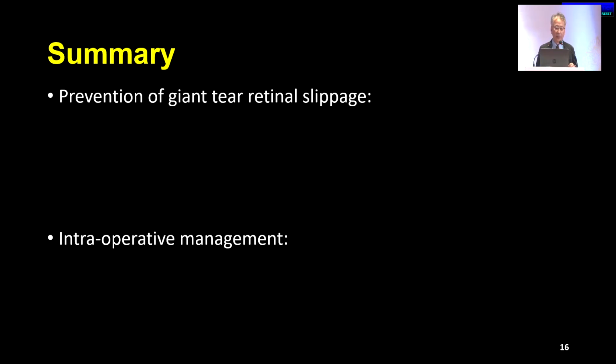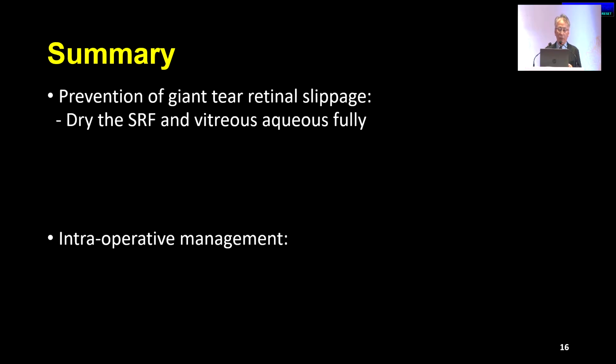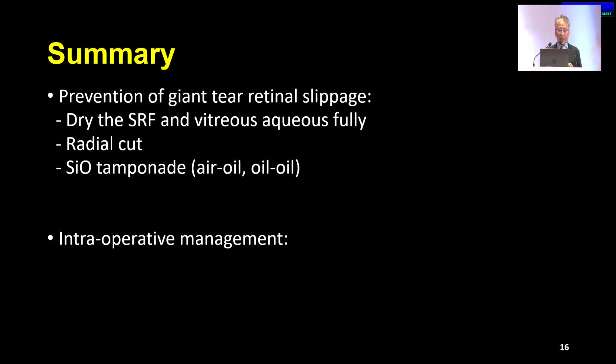So in summary, to prevent the giant tear retina slippage, you should dry the subretinal fluid and vitreous aqueous as much as you can, and do radial cuts to make this flap fit the contour better. And you have a silicone oil temporarily to decrease the fold, and also a silicone encircling buckle to avoid future PVR changes if this patient already has some PVR.